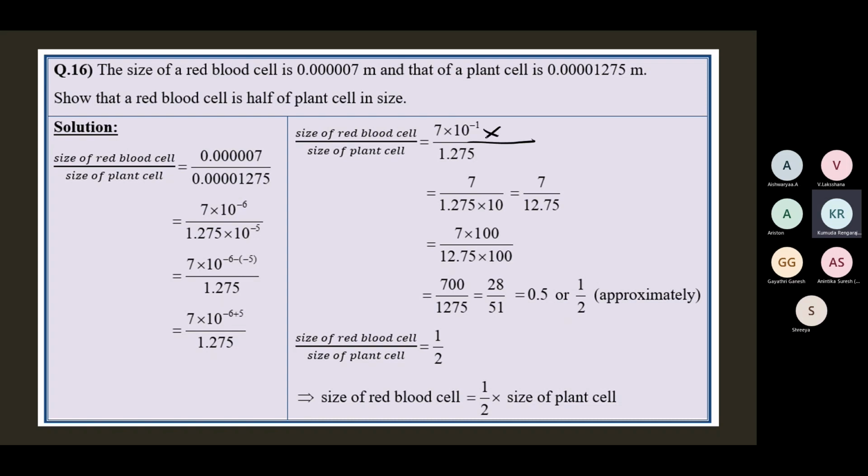So supposing we have 10 to the power 5 in the numerator. If you have to write it in the denominator, it will become 10 to the power minus 5. Plus 5 will become minus 5 if you change the position.